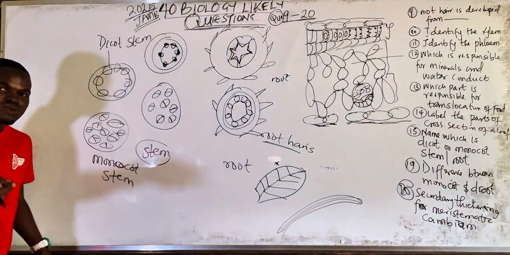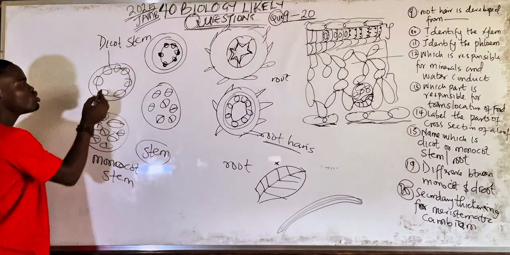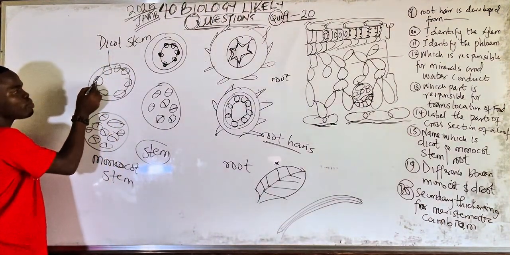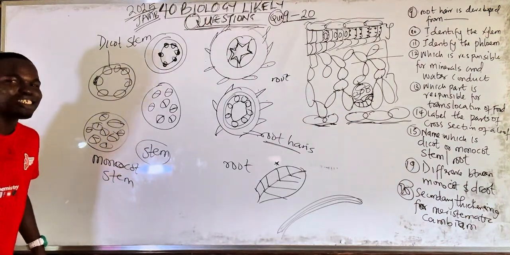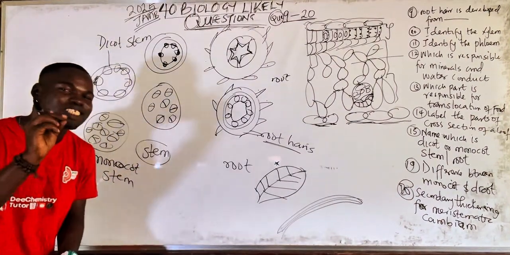Now, what is the vascular tissue we are talking about? There are two. Look at this. There's a particular part here. Now please note, xylem is always towards the center.